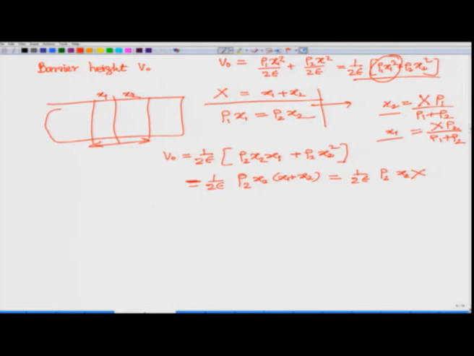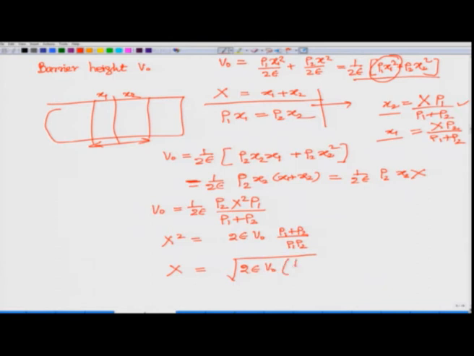So, let us come back here, your V naught is now 1 over 2 epsilon and then rho 2 and capital X, and then x 2. For x 2 you have to write this. So, you have another capital X, you have rho 1 divided by rho 1 plus rho 2. So, capital X square is equal to 2 times epsilon times V naught times rho 1 plus rho 2, divided by rho 1 rho 2. And so, X is equal to square root of 2 times epsilon times V naught and 1 over rho 1 plus 1 over rho 2.